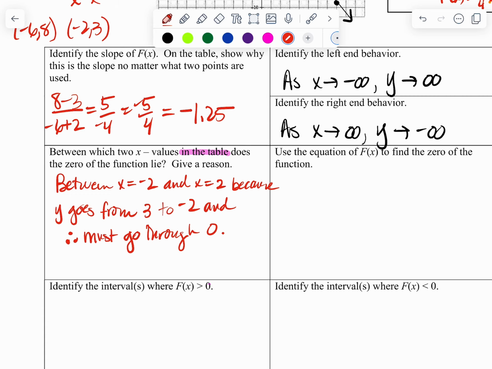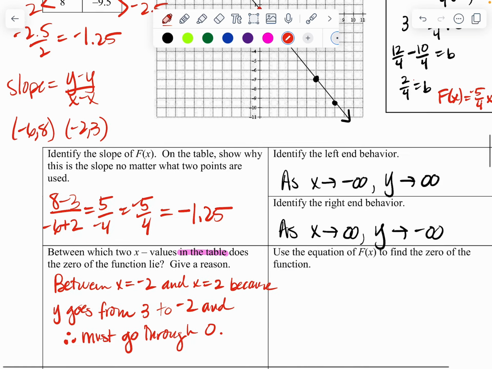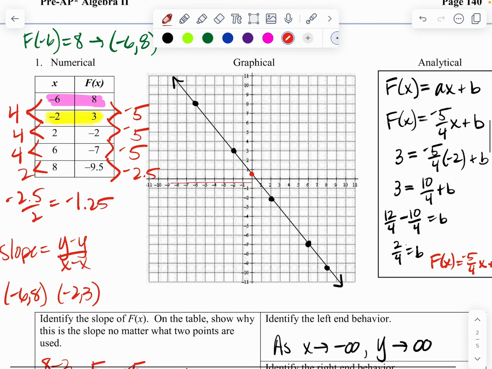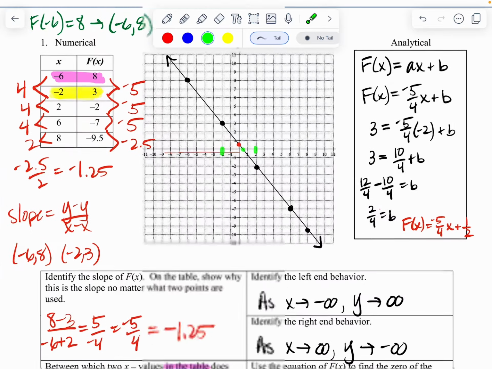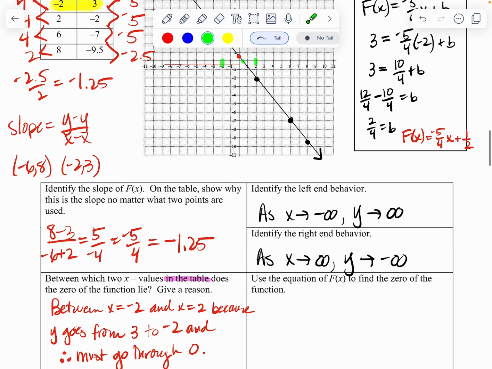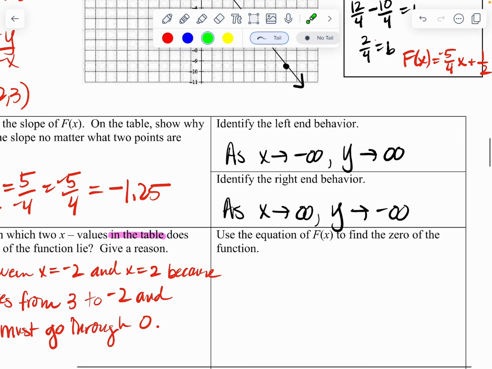Okay, very good. We can double check that and see on the graph, where does this equal 0? Right here. Well, if we look at our graph, f of x equals 0 right there. That is definitely between negative 2 and positive 2. All right, let's keep going. Use the function of f of x to actually find what the 0 is. So now it wants us to use the equation. Okay, use the equation of f of x, not the table.